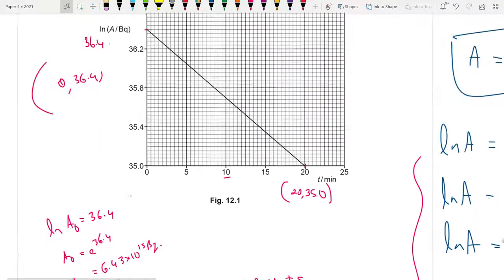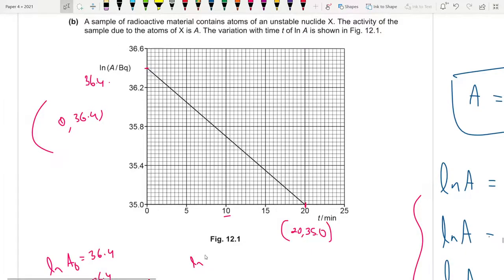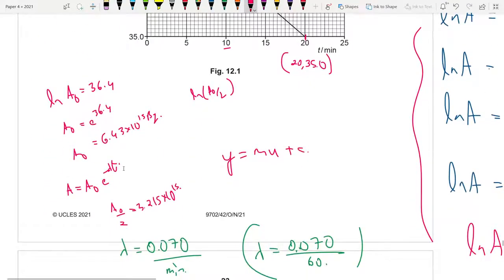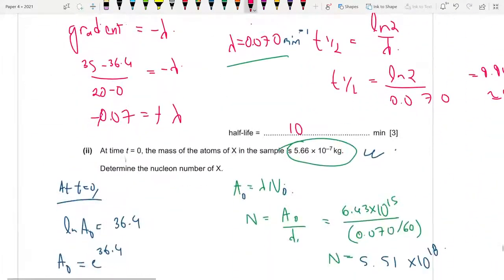Now if you find out the value of ln A naught by 2, how much is that? The answer is 35.7. So if you look at 35.7, where is it? This is 35.6, and 35.7 is somewhere here. So it is a value of 10. You could read it off from the graph. That also works, okay? I guess that's why they wrote 10.